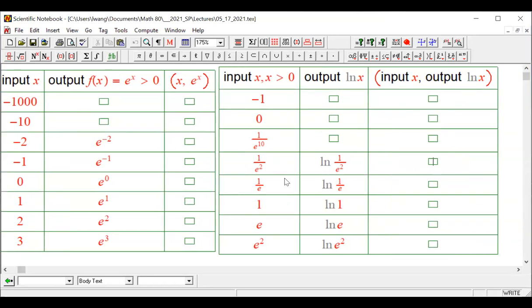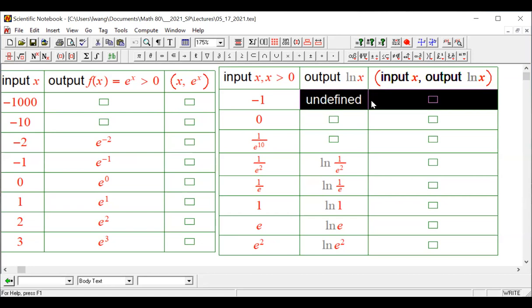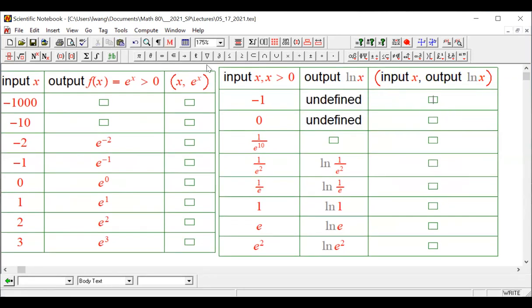Then we compose the input and output. We leave these blank. We know these are undefined, for the same reason we have addressed before. Undefined, they don't exist. Does not exist. So I'm just going to put that to emphasize.